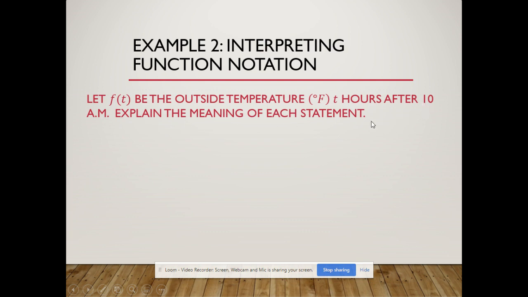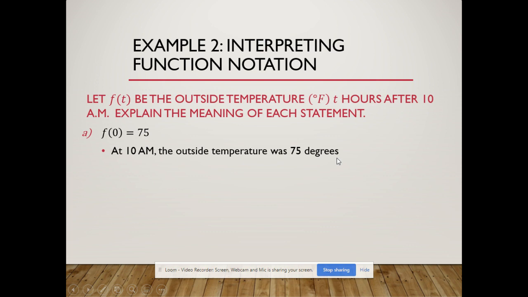So we want to explain the meaning of various statements. So let's look at this first one. Now, in my head, I'm going to replace F with the word temperature because that's what it represented. So the temperature at, now T has changed to 0. T was hours after 10 a.m. So 0 hours after 10 a.m. means it's 10 a.m. So the temperature at 10 a.m. is 75 degrees. And that's how we interpret it.